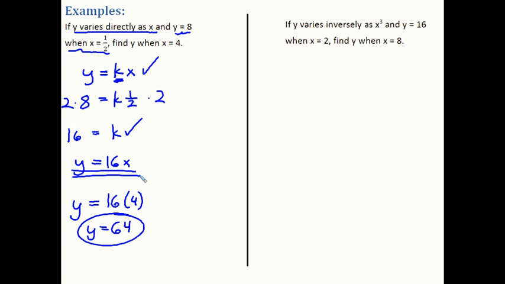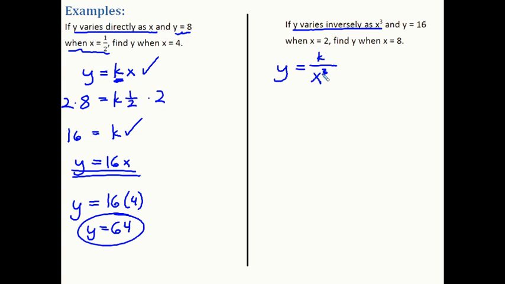Jumping right into the next example, we see that y varies inversely as x cubed, and y equals 16 when x equals 2. Find y when x equals 8. Well, inversely, we know has to do with dividing. So we have y equals k over, and it varies inversely with x cubed, so we're going to put x cubed here.